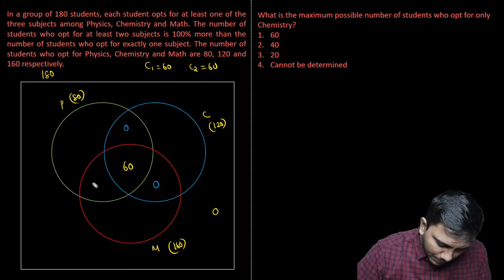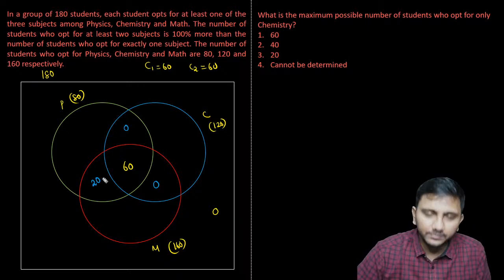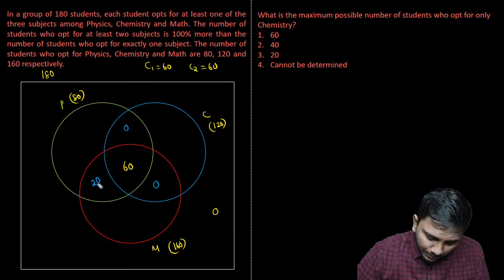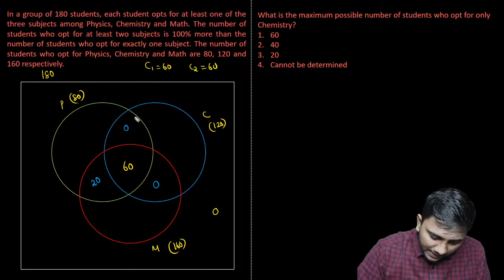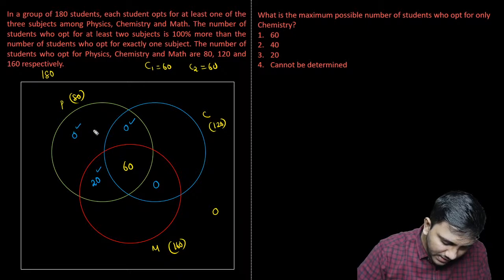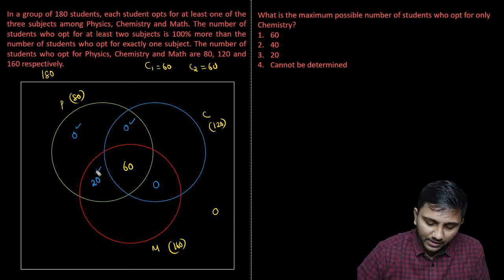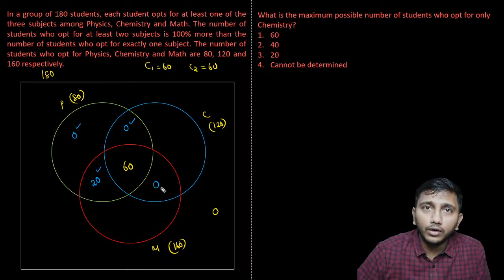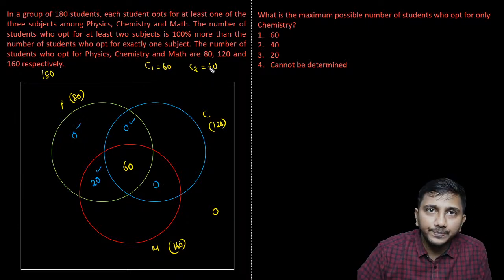So I can only put a maximum of 20 here, right? So once I put a maximum of 20 here, then this and this will also become 0. These three are fixed. You cannot change that. So I have to make this 40 because C2 should become 60.